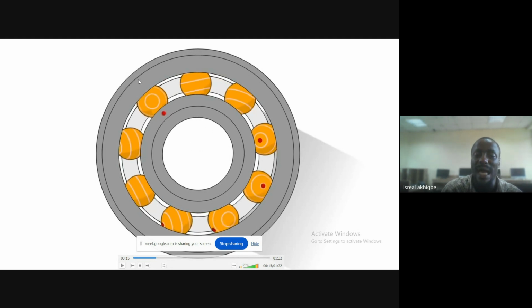Externally it looks as though it's static, but there's rotation ongoing inside as a result of these balls, these rolling elements you are seeing here. Whether it is a ball, a needle type, or a cylindrical type of roller, they are all called rolling elements. Now these rolling elements have a separator, so that as they rotate, they do not collide with neighboring elements.